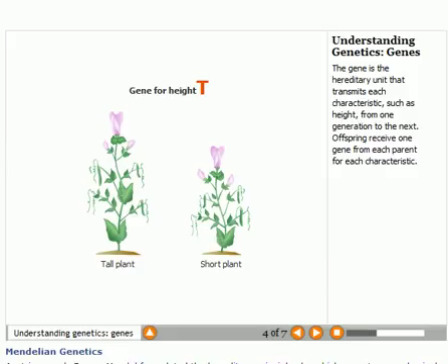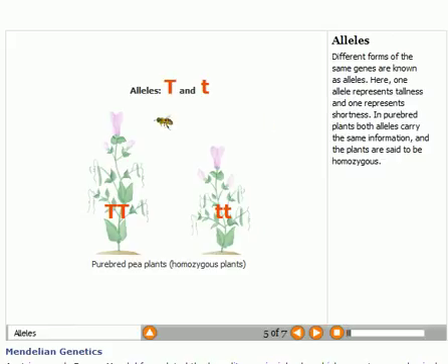Information about traits is carried on genes. We can represent the gene for height with the letter T. Each plant has 2 genes for height, 1 from each parent. Different forms of the same gene are called alleles. The big T represents the allele for tall, and the little t represents the allele for short.